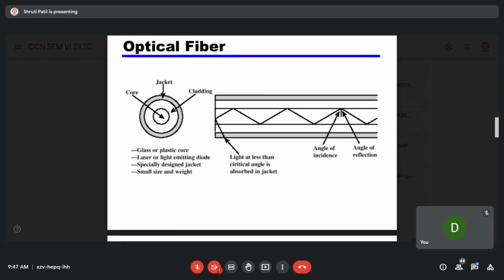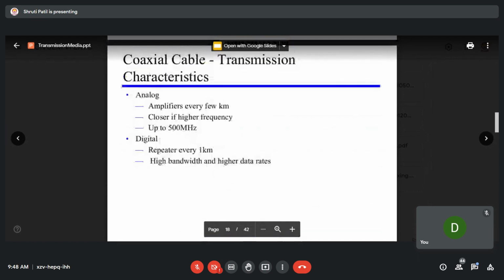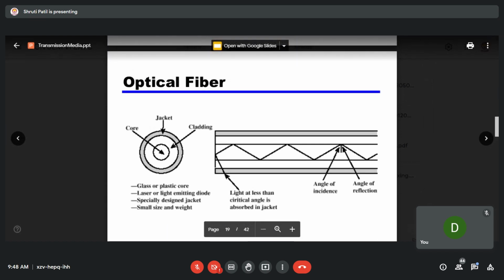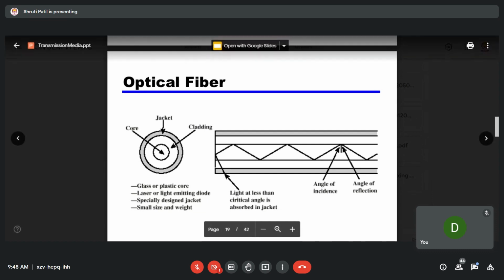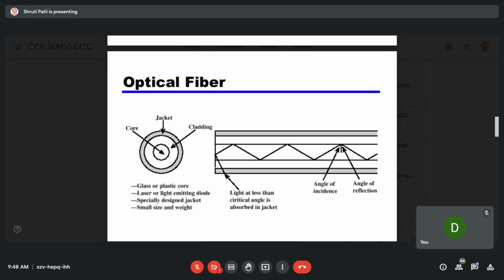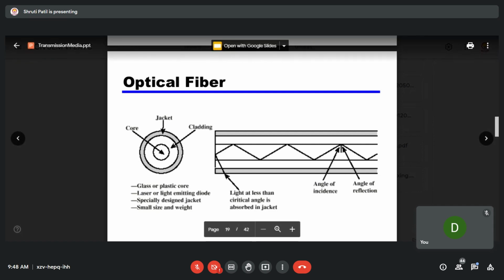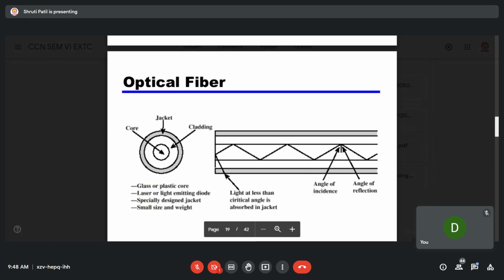Next is the optical fiber. In optical fiber, there is a core, a cladding, and then a jacket. Optical fiber basically uses light as the transmission medium. There are different grading indexes for the material used for core or cladding. There is a glass or plastic core, and a laser or light emitting diode. You have a specially designed jacket for this. They are small in size and weight.